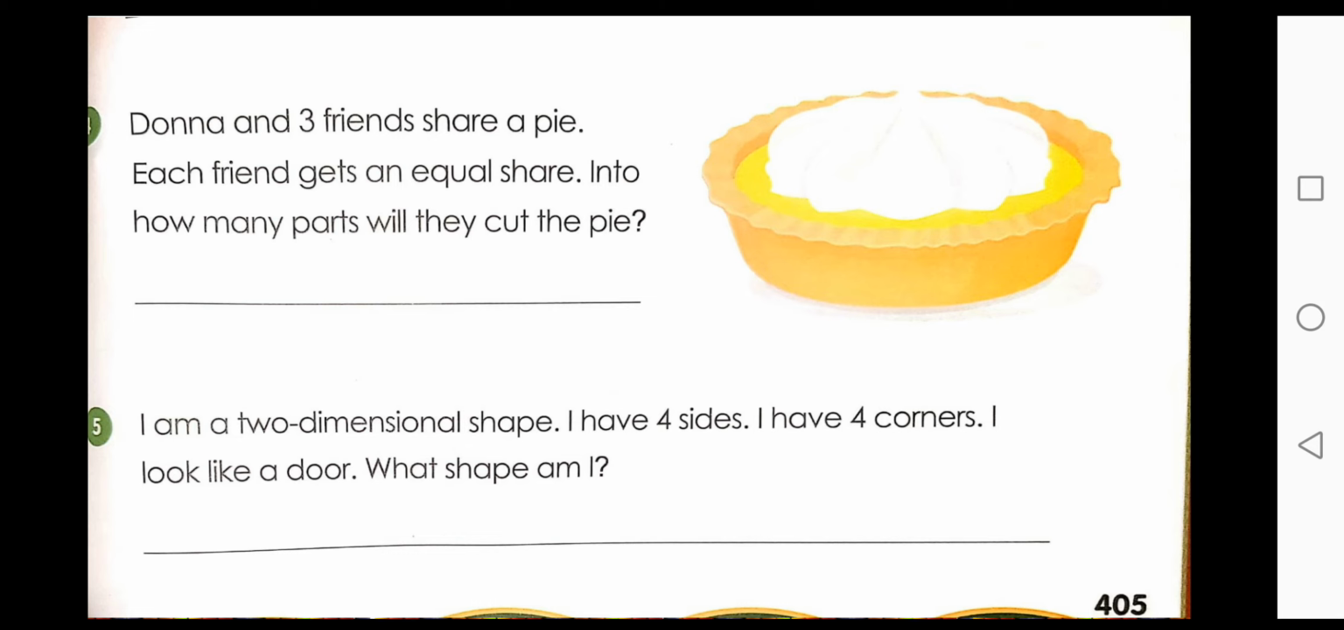But here they are giving us a hint. I look like a door. So what is the shape? A rectangle. Excellent.